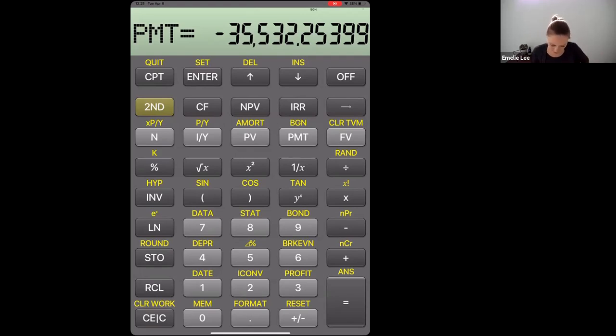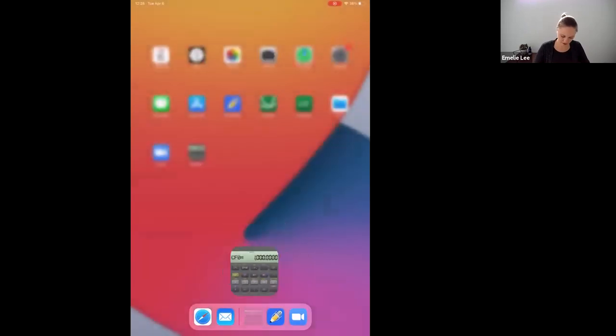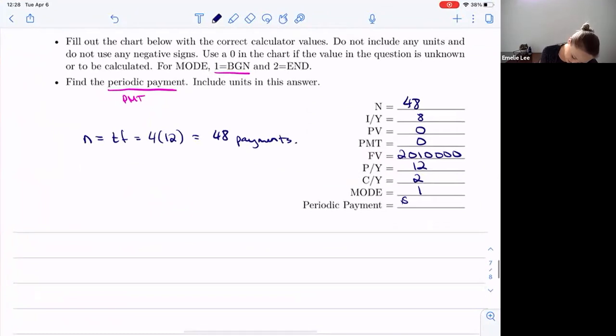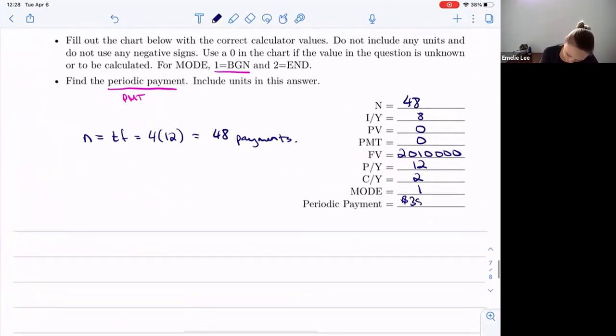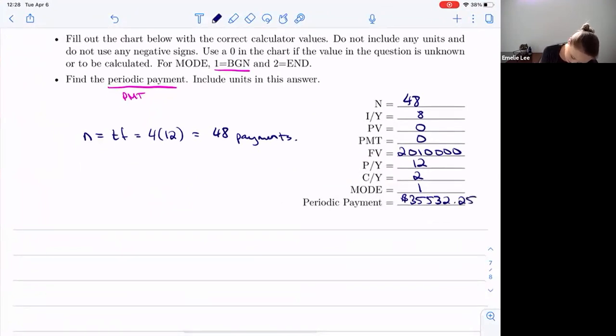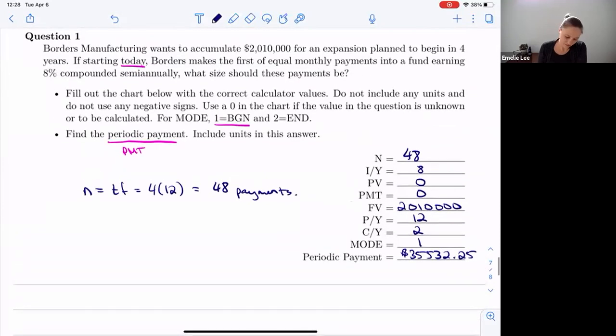So I have 35,532.25, just so I can jot it down here. 35,532.25, right, at the beginning of each month. Okay. Last question. Fun.